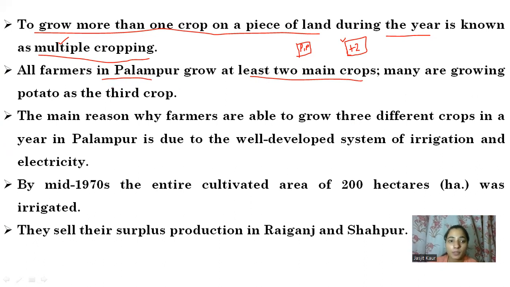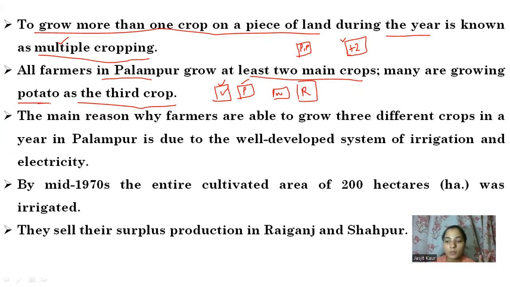One is potato. Many are growing potato as the third crop. They will grow any two crops; this can be anything, like onion or peas, or wheat can also be there. The main crops basically are wheat and rice. Apart from these two crops, the third crop that they are growing is potato. So they are adopting the multi-cropping pattern where the two main crops they grow are wheat and rice, and apart from rice, the third crop is potato.